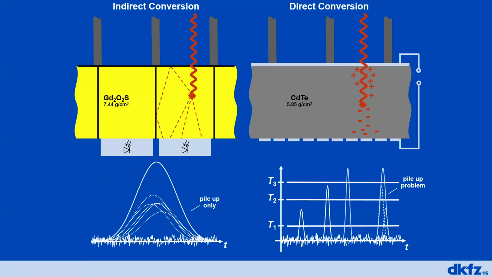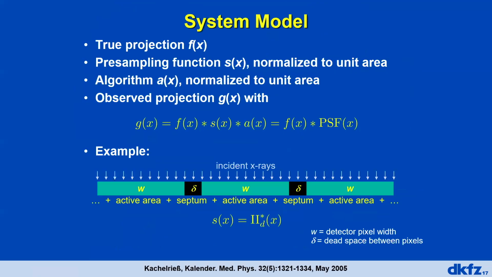One thing we could do is invest this very high spatial resolution into a radiation dose or image noise reduction. So how would we do that? Let's say our measured signal is g of x, and our measured signal is composed of our ideal signal f, a pre-sampling function, and an algorithm factor. Let's say that pre-sampling function is just a rectangle, and it is basically the detector aperture. And we summarize this pre-sampling function and the algorithm factor into our point spread function P of f.